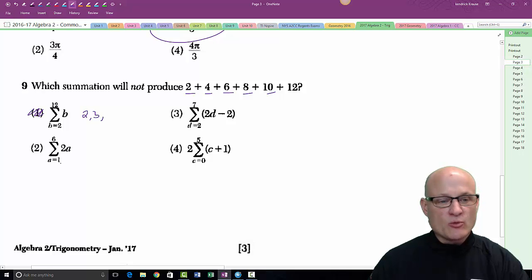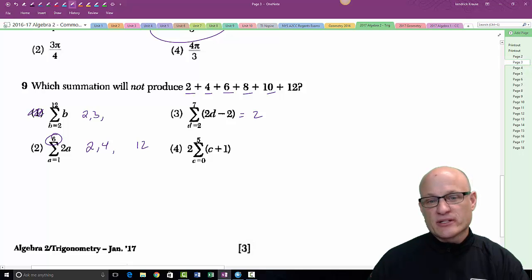This one, if you plug in 1, you get 2 times 1, which is 2. If you plug in 2, you get 2 times 2, which is 4. And so on. When you plug in 6, you'll get 12. Over here, when you plug in 2, 2 times 2 is 4, minus 2 is 2. Then you plug in a 3, 2 times 3 is 6, minus 2 is 4, so that looks like that one's working. Let me plug in 7. 2 times 7 is 14, minus 2 is 12.